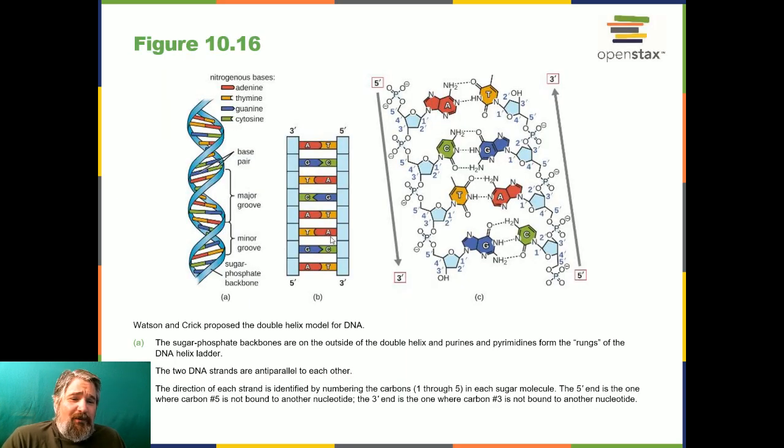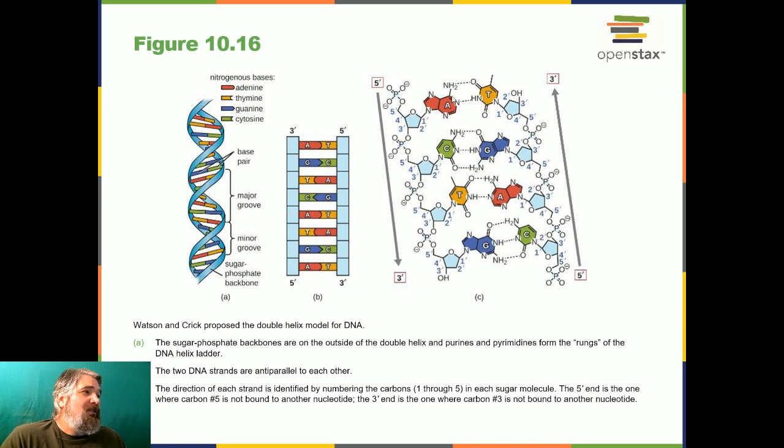So Watson and Crick proposed the double helix model for DNA, and we have a major groove and a minor groove. When you go into a higher level molecular biology course, you will probably have to describe those distances and what the significance of the major groove versus the minor groove is. Largely, it's easier for binding to take place with double-stranded DNA in the major groove for the most part. So these strands are anti-parallel to each other, which means that the 3' end of one strand is paired with the 5' end of its partner strand.